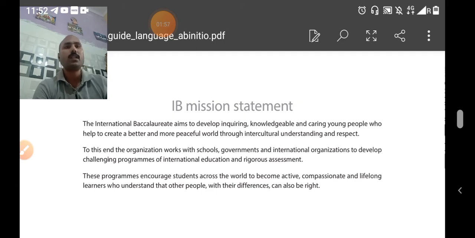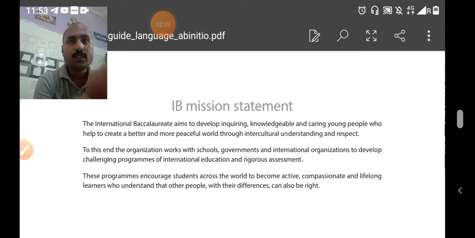So basically the main goal of the IBDP is to create a global citizen through the teaching and learning process, and we are the stakeholders of it. We are providing a beautiful platform to those students who are going to be global citizens in future. So for that, the IB has created a statement known as the IB mission statement.